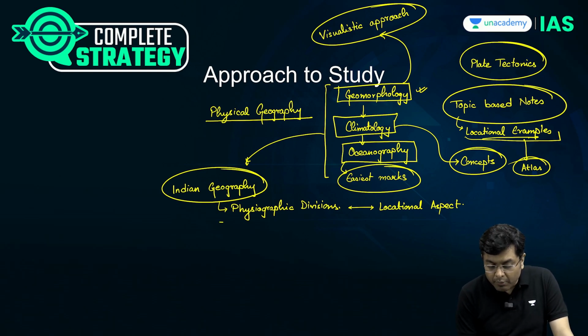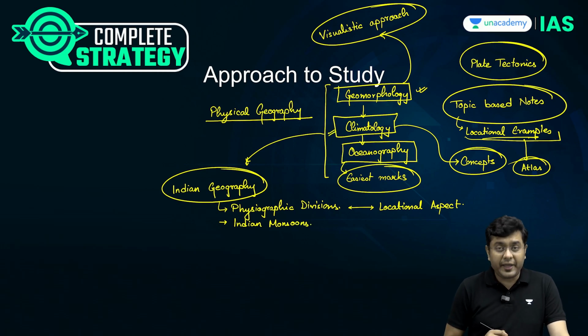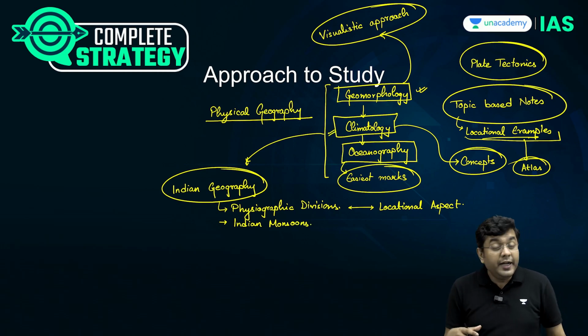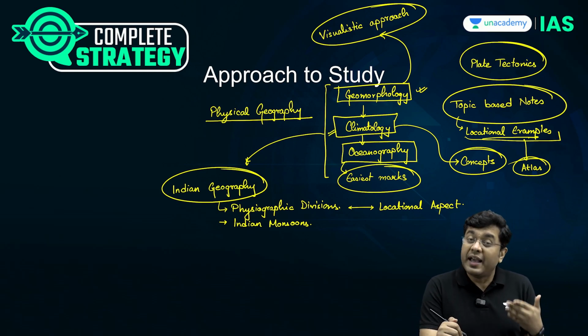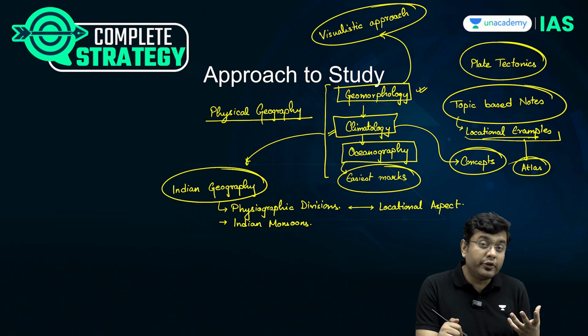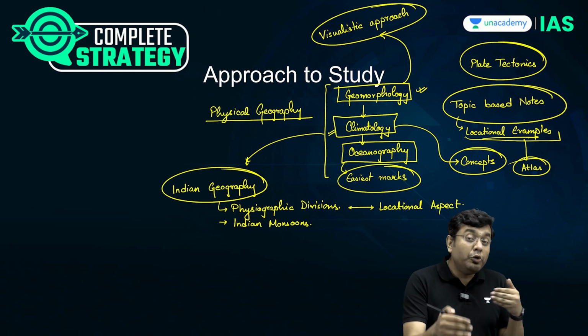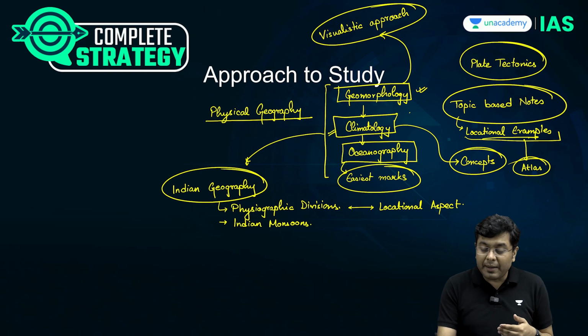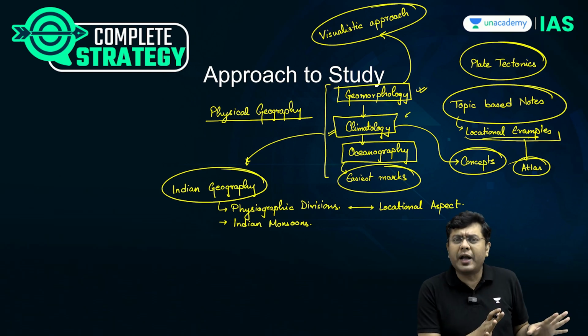Then after that, Indian monsoons. I would suggest that Indian monsoons is a chapter that you should be studying along with climatology, the physical geography. Because Indian monsoons have a lot of variables, from the Indian Ocean dipole having an influence to the Madden-Julian oscillation to the jet streams, the subtropical westerly jet streams. Now these are the concepts that you study in climatology, and many of the aspirants, by the time they come to Indian geography, forget it.